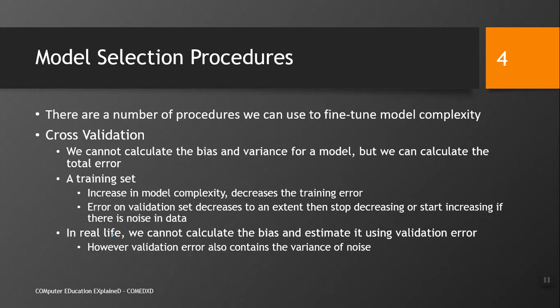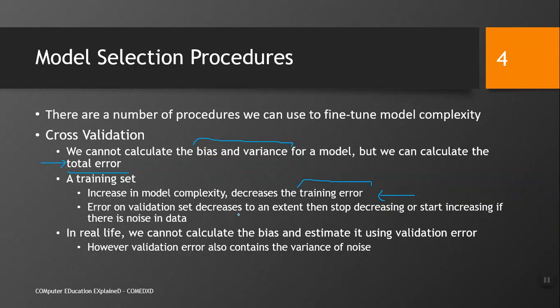In cross-validation, we cannot calculate the bias and the variance of a model, but we can calculate the total error, right? This is a complex procedure, so we just calculate the total error. For a training set, as we increase the model complexity, the training error decreases. It's an interesting point that we have already seen: as we make our model more and more complex, the training error reduces. However, the validation error may increase.